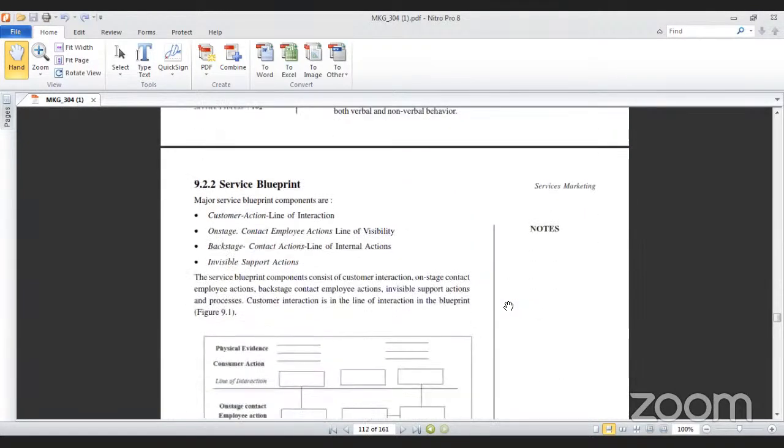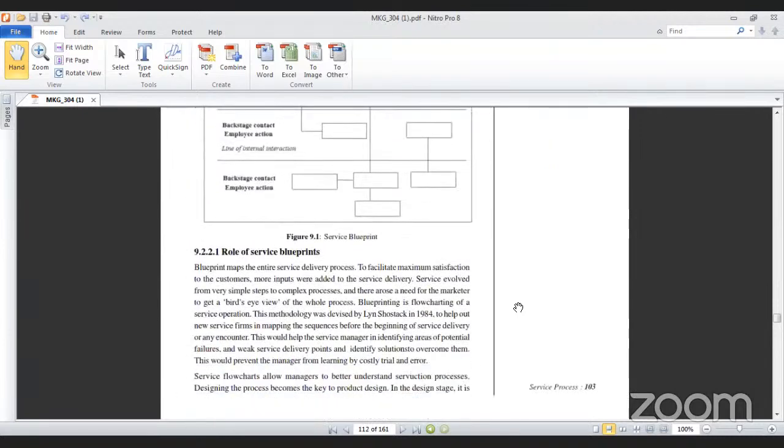Service blueprint. The major service blueprint components are customer actions, line of interaction, onstage contact employee actions, line of visibility, third, backstage contact employee actions, line of internal interaction, and invisible support actions.